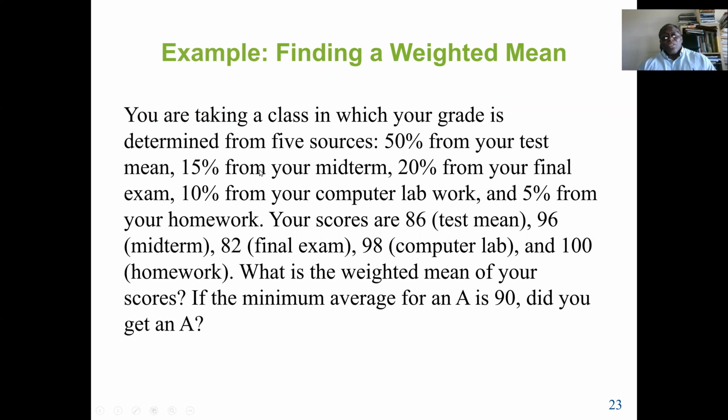So this is an example given to us. Let's say you are taking a class in which your grade is determined from 5 sources: 50% from your test mean, 15% from midterm, 20% from your final exam, 10% from your computer lab work, and 5% from your homework. And they say your scores are 86, 96, 82, 98, 100. So what is the weighted mean of your score? If the minimum average for an A is 90, did you get an A?